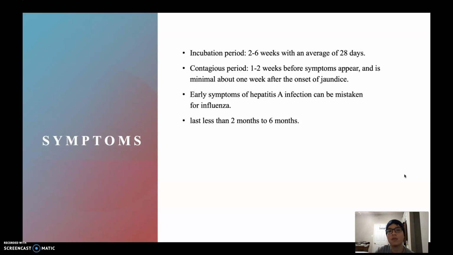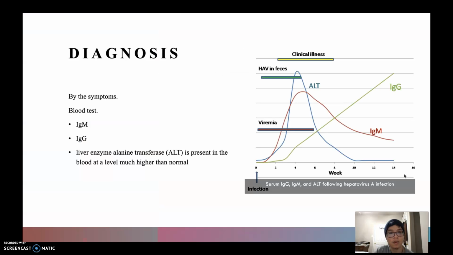Incubation period is from 2 to 6 weeks with an average of 28 days. Contagious period is from 1 to 2 weeks before symptoms appear and is minimal about 1 week after the onset of jaundice. So the symptoms will last less than 2 months, but for some people it will last up to 6 months.